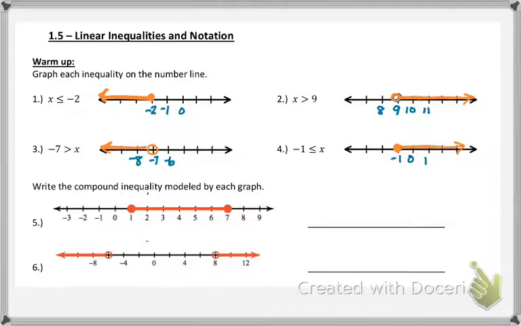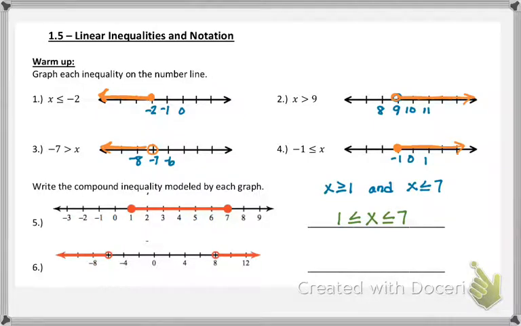Compound inequality has two inequalities combined together. So if we look at this line graph, we know that x in this case can be any number between 1 and 7. So one way in which we can write this is we can say x has to be greater than or equal to 1, and x has to be less than or equal to 7. And because it has to satisfy both conditions, we can combine it into a compound inequality that says x has to be between 1 and 7, including 1, including 7, right?